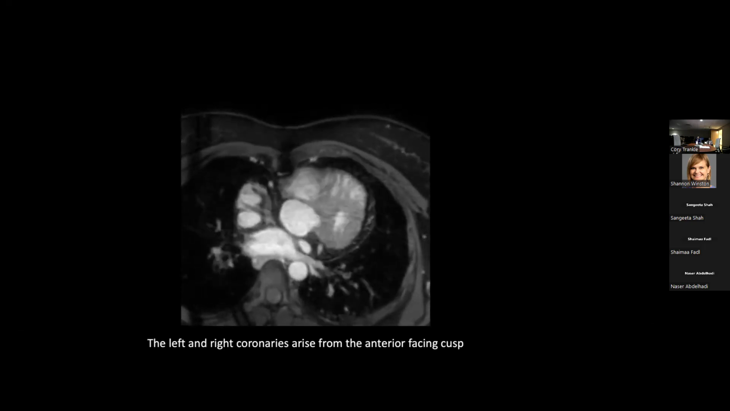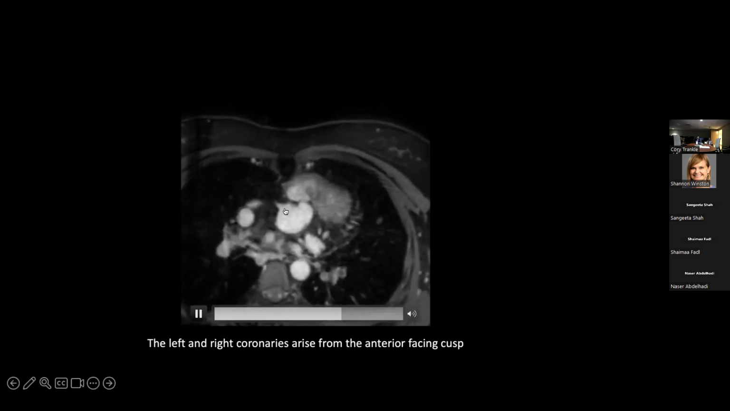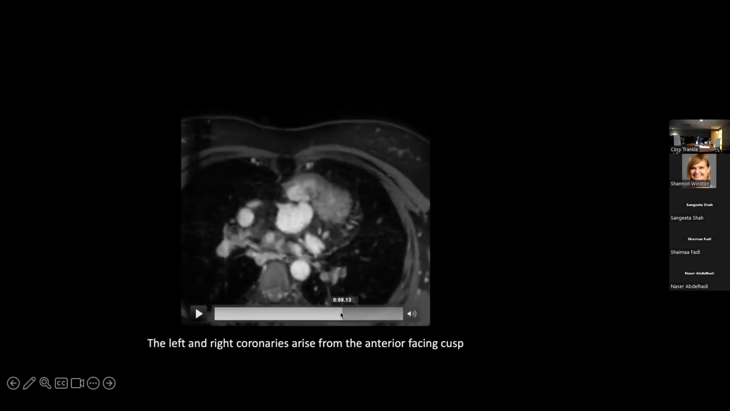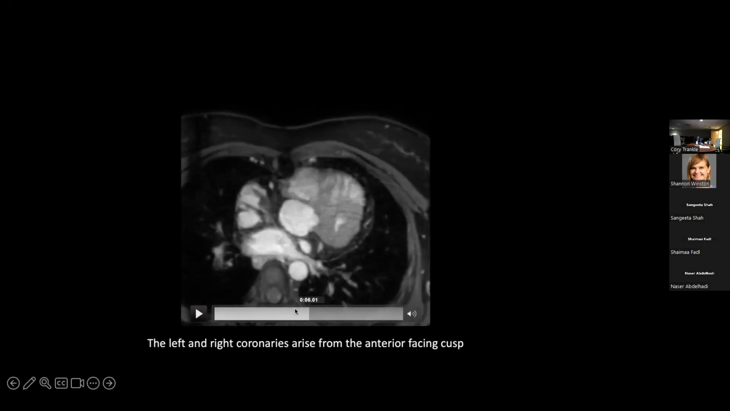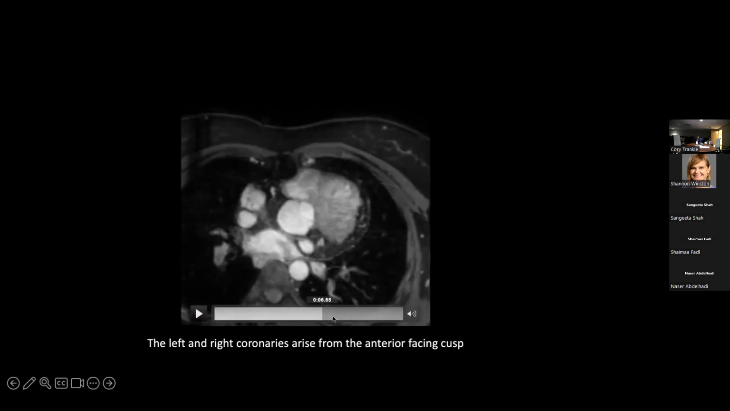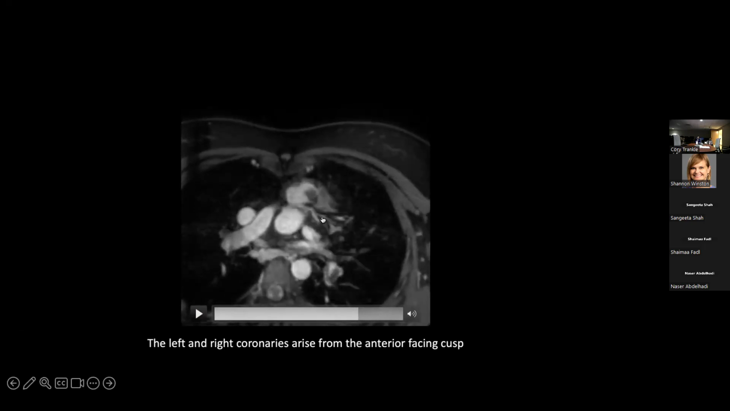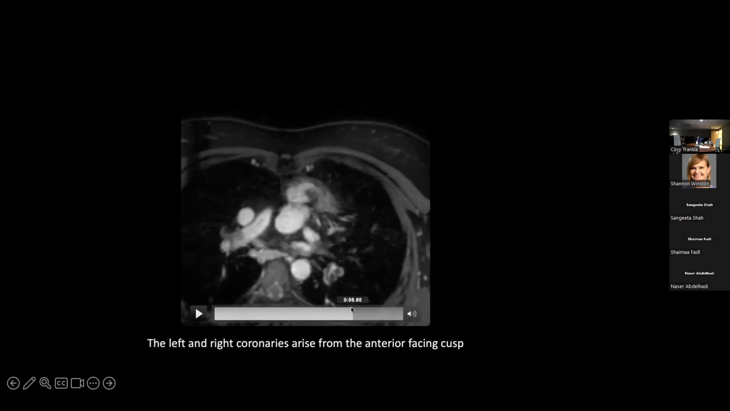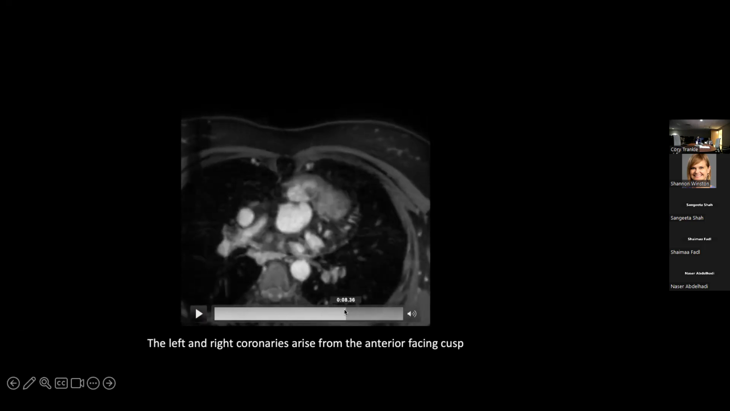And this is the coronary gated sequence MRI, and this patient had a variation. This is the right coronary arising from the right facing cusp or anterior facing cusp, and it's going to its territory. The left, when you track it from the LAD back to the origin, you can see it's arising as well from the anterior facing cusp. So both coronaries are arising from the same cusp, probably with different ostia.